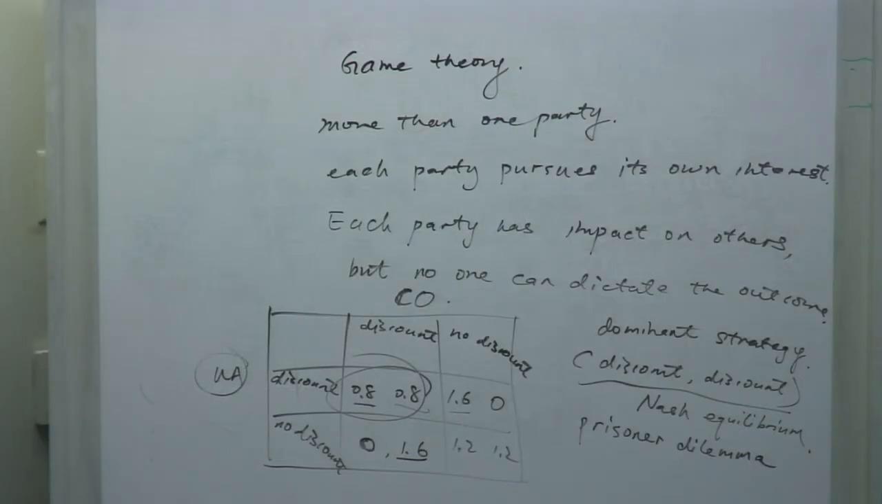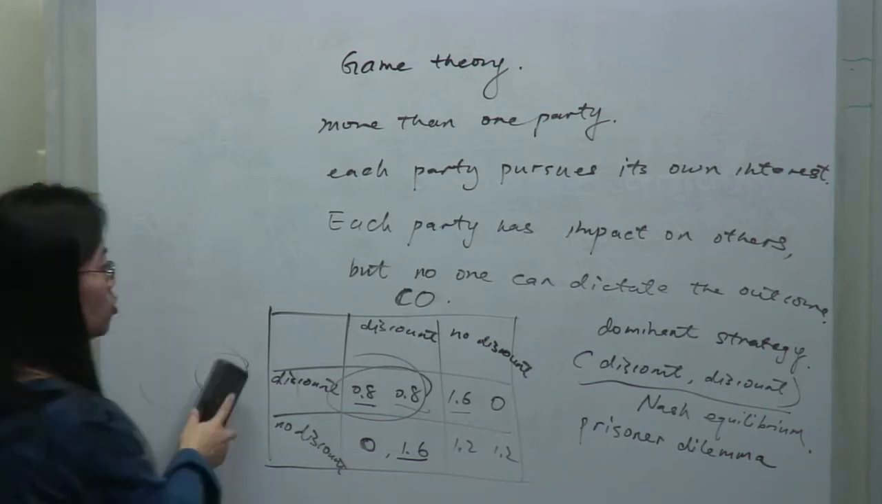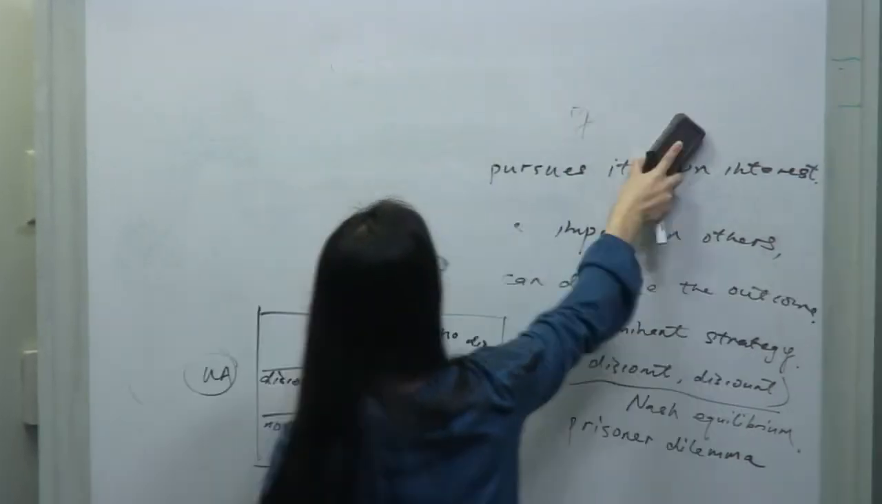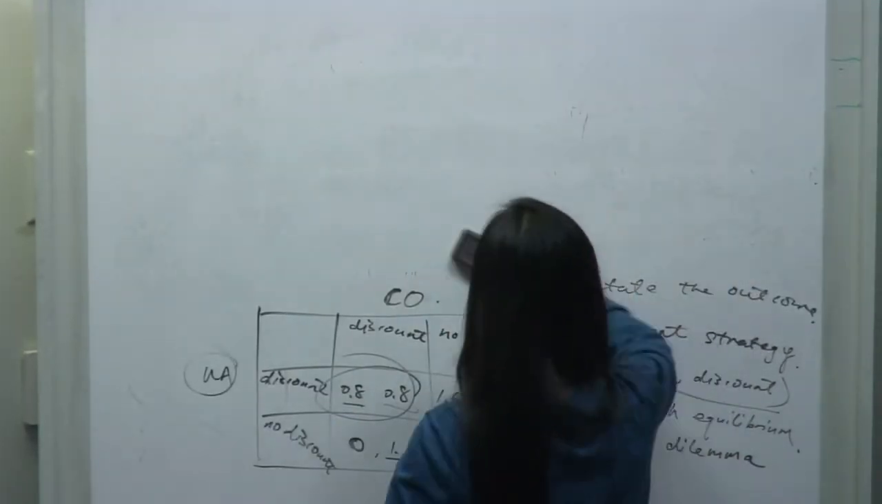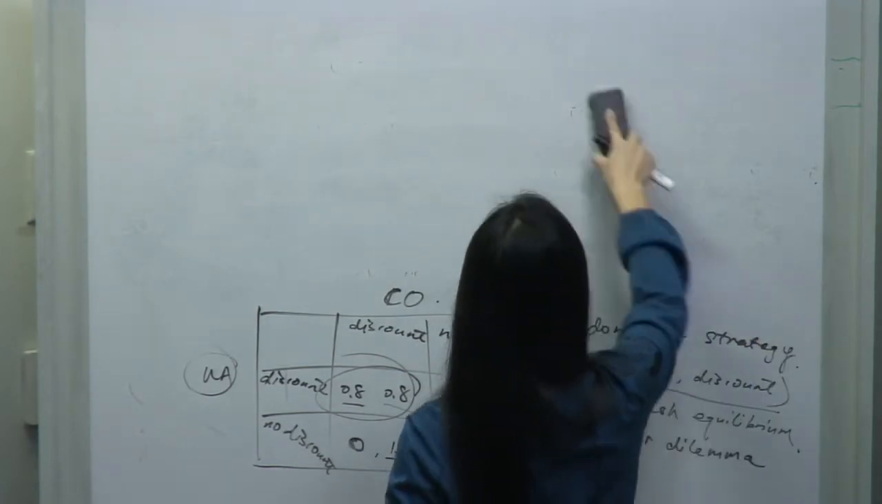Alright, so everybody understand how we find Nash equilibrium here, right? I'm going to give you a couple more examples to practice this methodology here. Price fixing cases are very interesting, and very challenging.